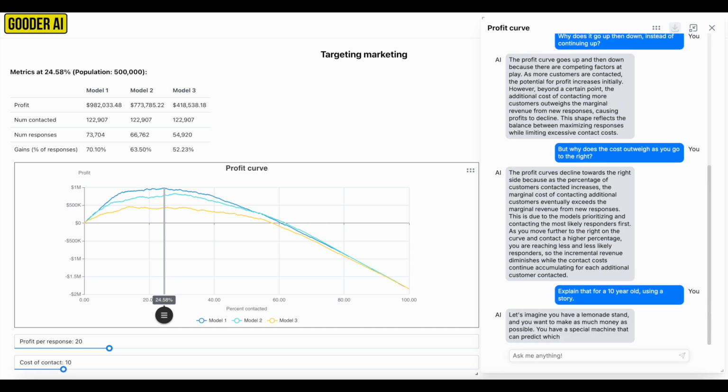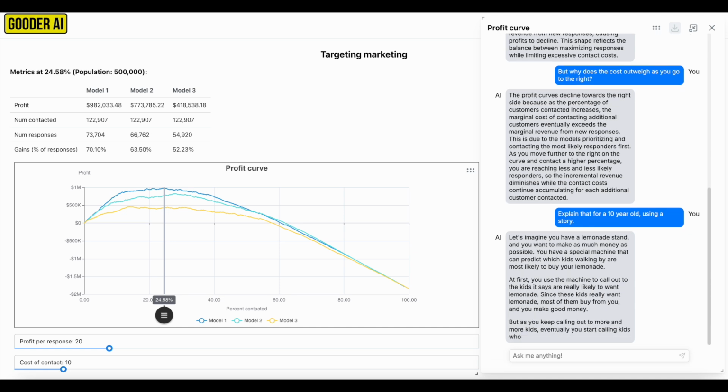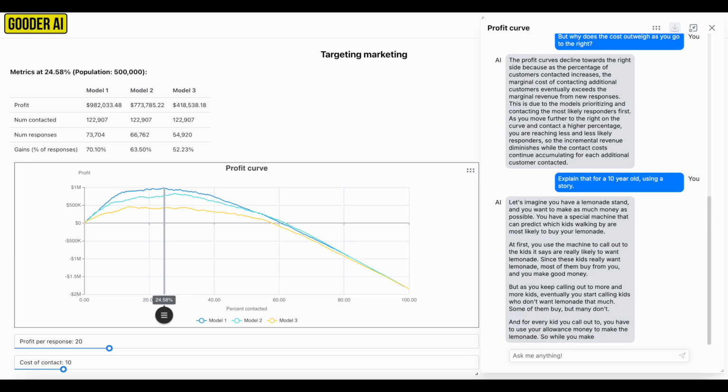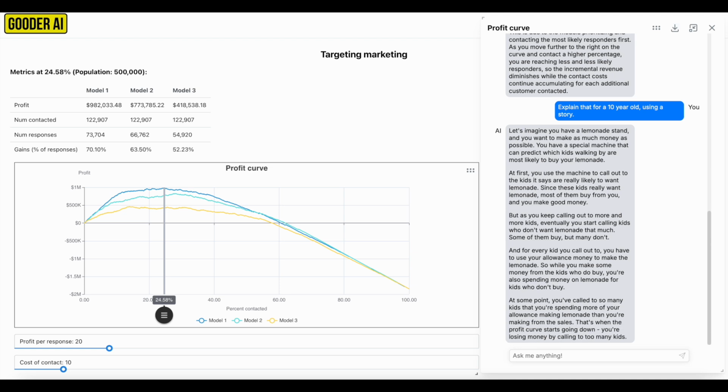Let's imagine you have a lemonade stand, and you want to make as much money as possible. You have a special machine that can predict which kids walking by are most likely to buy your lemonade. At first, you use the machine to call out to the kids it says are really likely to want lemonade. Since these kids really want lemonade, most of them buy from you and you make good money. But as you keep calling out to more and more kids, eventually you start calling kids who don't want lemonade that much. Some of them buy, but many don't.